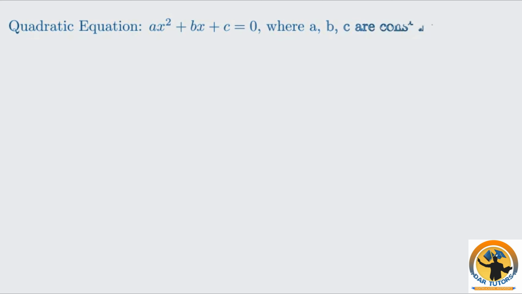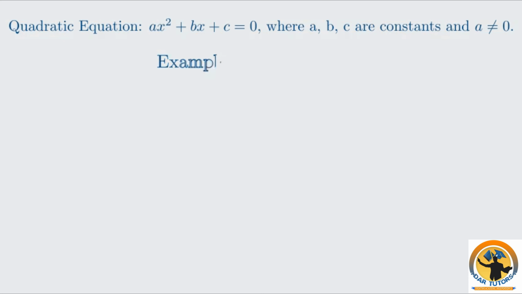Let's begin with the most basic concept, the quadratic equation. A quadratic equation is any equation that can be written in the standard form ax squared plus bx plus c equals 0, where a, b, and c are constants, and a is not equal to 0. The solutions to this equation are called the roots, or zeros. These are the values of x that make the equation true.